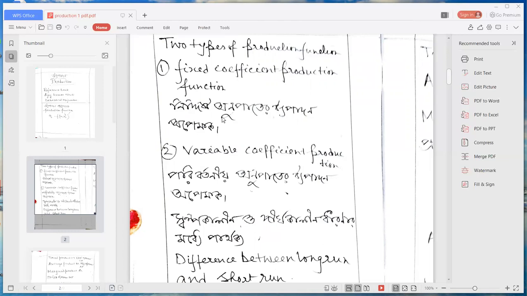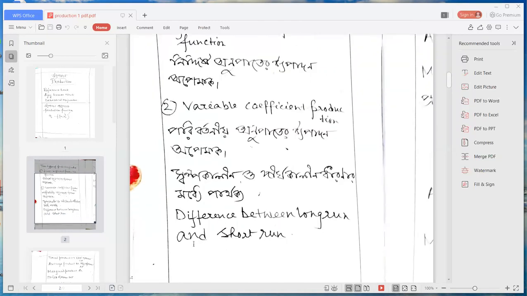And now, what is the difference between the short run and the long run? Short run is a period of time where some factors of production are kept fixed, and long run is a period of time where all the factors of production are kept variable. In the short run, some are fixed and some are variable, and in the long run, all of the factors of production are variable.